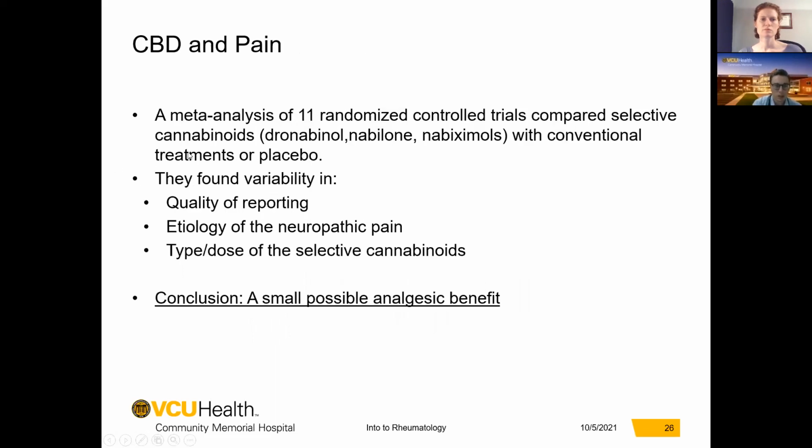There is a meta-analysis, which I think is one of the best studies that actually tried to look at some of the trials that have been done in CBD. This was mostly focused on neuropathic pain as the root cause. Other types of pain, like osteoarthritis, are less neuropathic and more nociceptive. Ultimately, they came to the conclusion, which was not the most convincing conclusion in the world, that there's a possible small analgesic benefit. So it does seem to decrease pain in a very small amount compared to placebo.